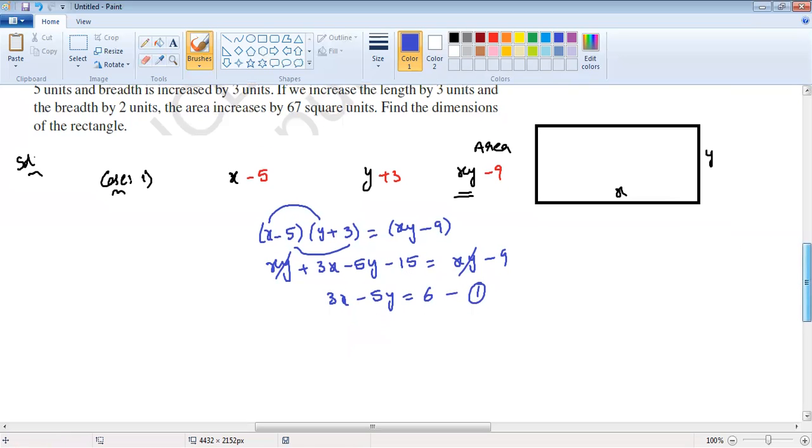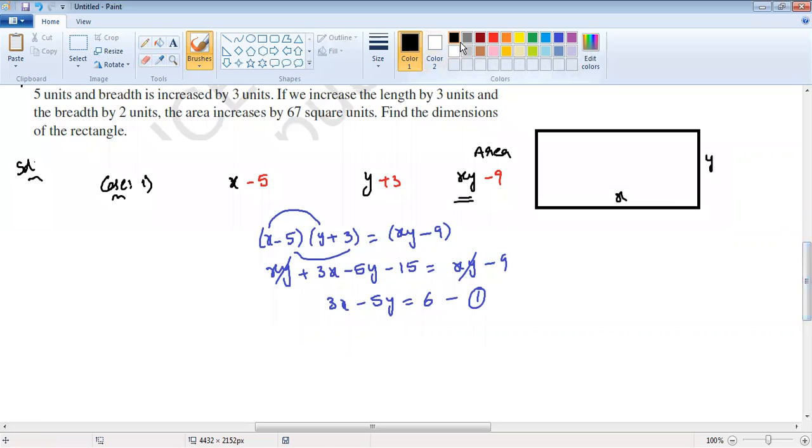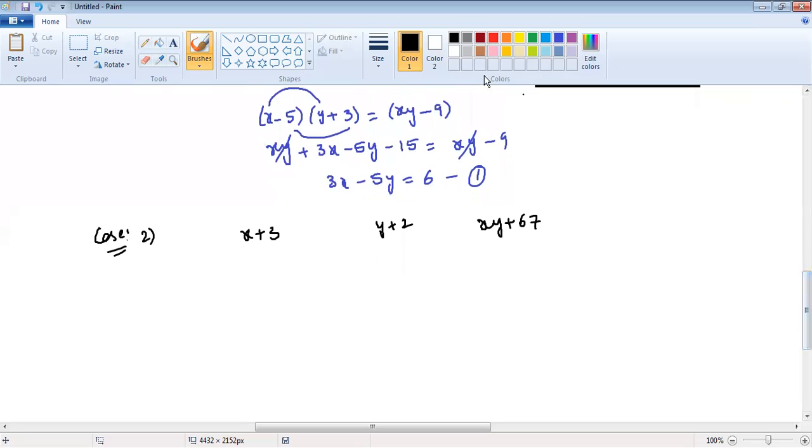Are you clear, ma? Yes, sir. Now, case 2, we are supposed to take it. If we increase length by 3 units, so it is x plus 3, breadth by 2 units, so y plus 2, then area increases by 67 units. Got it, ma? Yes, sir.